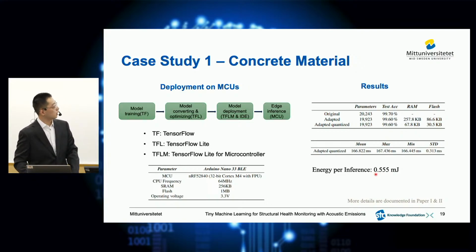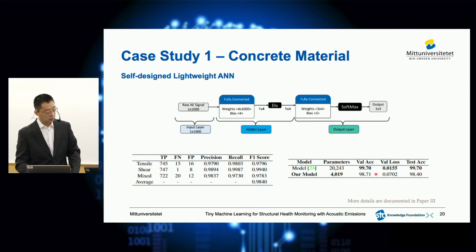After this feasibility investigation, we try to squeeze the network or simplify the algorithms. This mostly comes to the second work, the self-designed lightweight artificial neural network. This is the structure of the self-designed lightweight ANN. It could also achieve acceptable accuracy, around 98%. For model complexity, it was reduced quite a lot, from 20,000 to just 4,000 parameters.